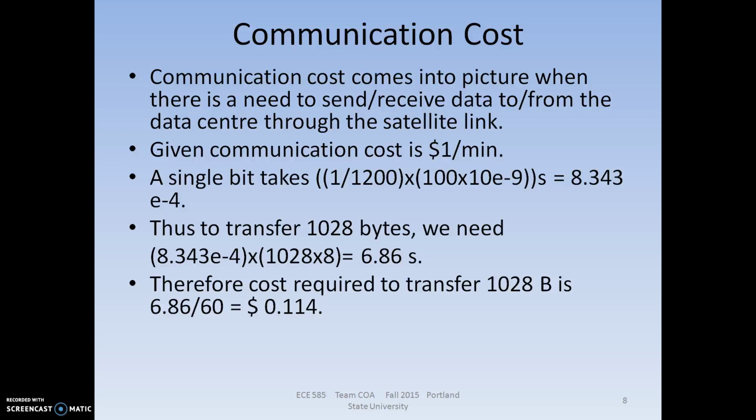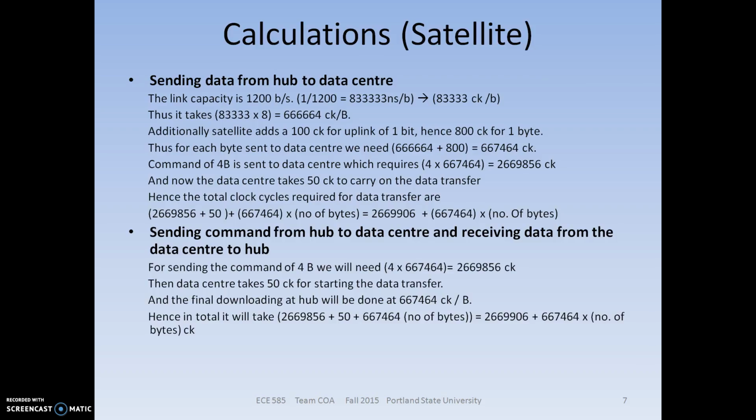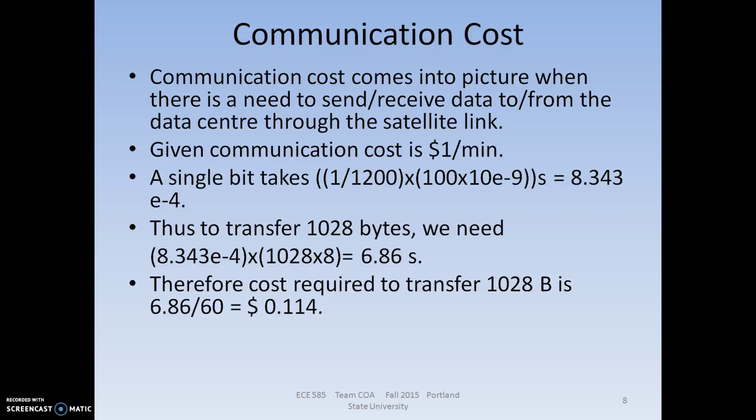For calculation of communication cost, we will be using the above calculated latencies. So basically the communication cost is $1 per minute. A single bit takes 1 upon 1200 into 100 into 10 raised to minus 9, so it would be 8.343e-4. So transfer of 1028 bytes would need 6.86 seconds. So if we consider $1 for 3600 seconds, then for 6.86 seconds we would get $0.114.